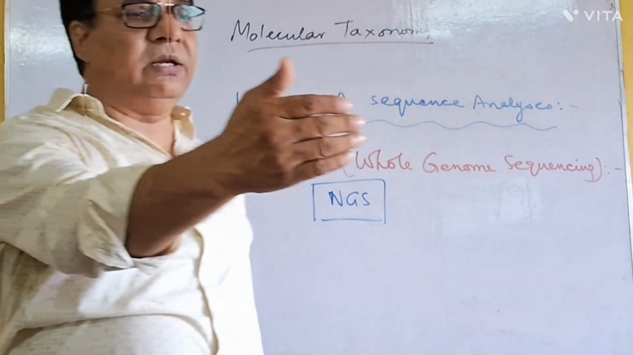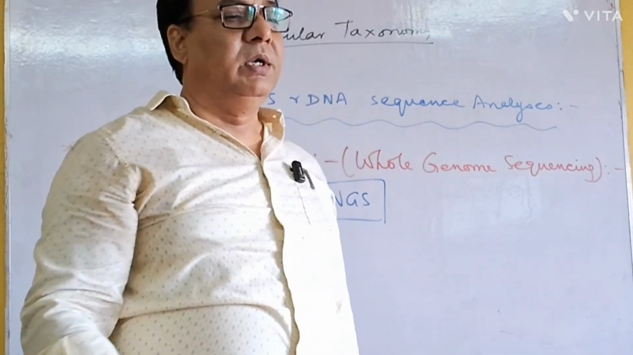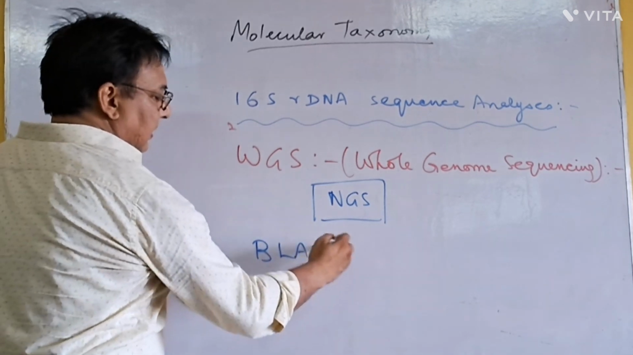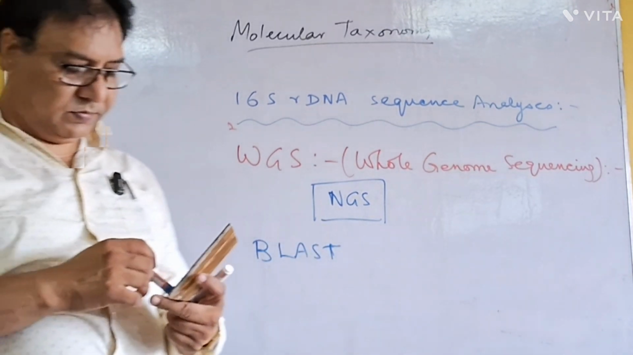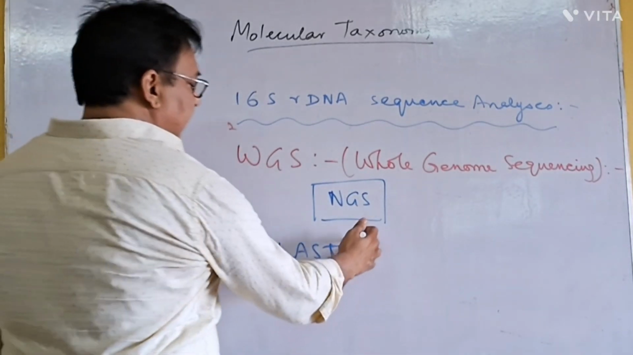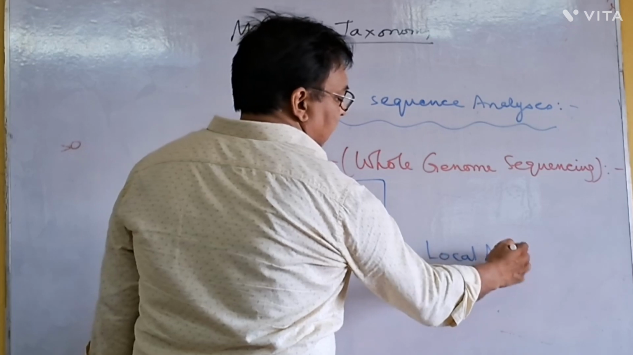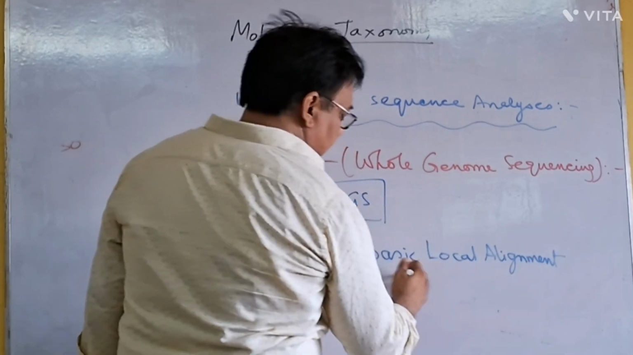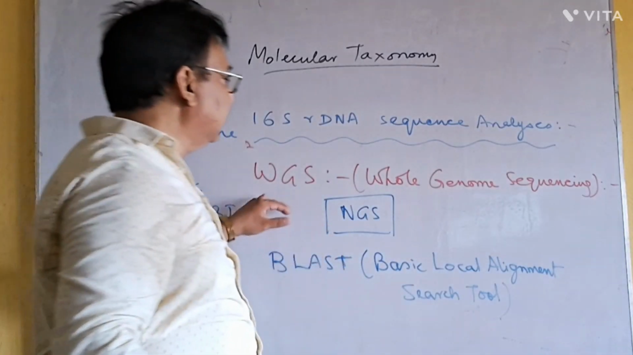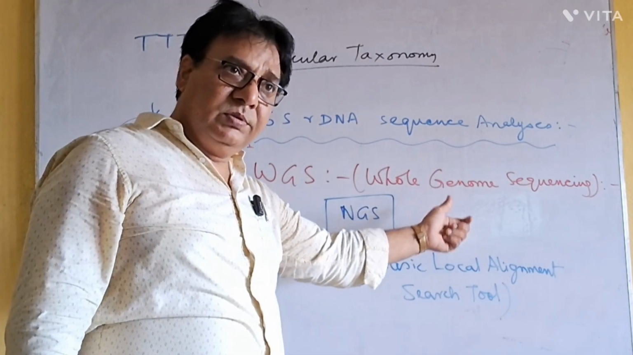There is a database on your mobile also. You can go and search. You can write in Google, BLAST. Just do it now. You write BLAST. What is the full form of this? Basic Local Alignment Search Tool. Okay. So with whole genome sequencing, if you get a whole genome sequence, you can compare the whole genome with the whole genome. Isn't it?